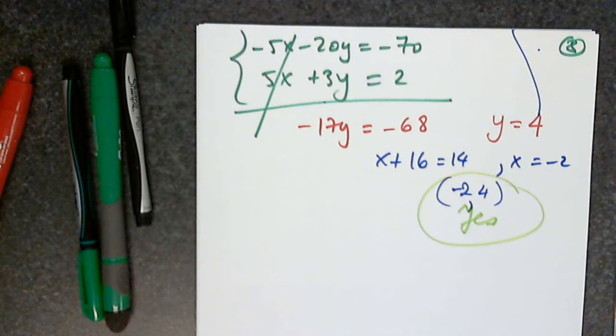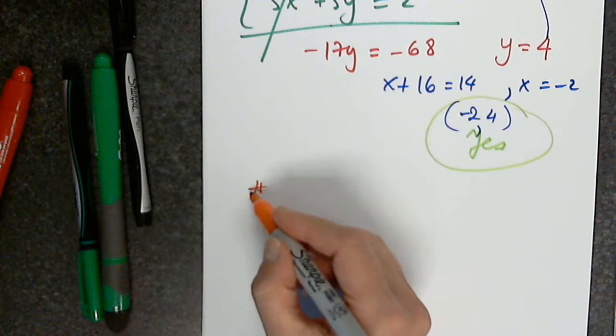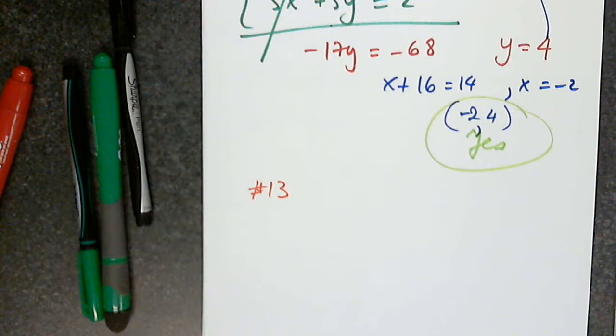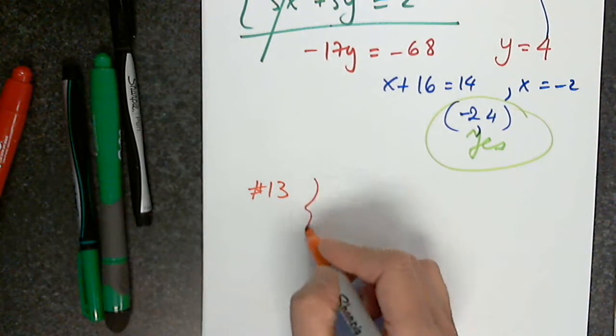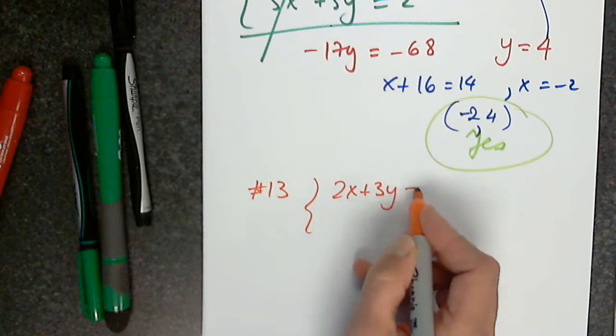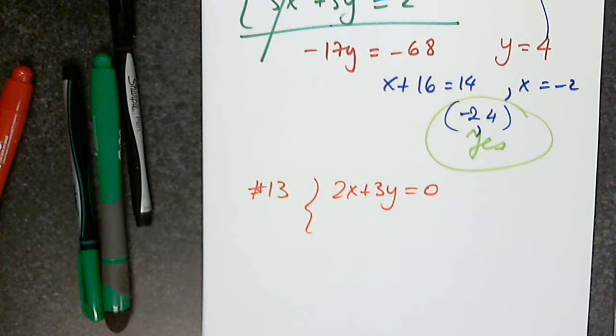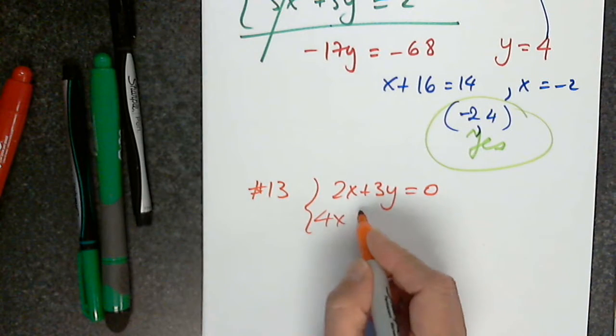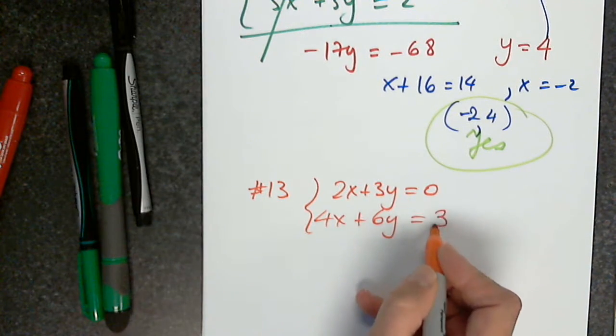Now I would like to look at a couple with infinitely many solutions and no solutions, because we want to see that too. Okay, let's look at 13. All these systems so far had one solution, so let's look at other options. So 2x plus 3y equals 0, they say, and 4x plus 6y equals 3.